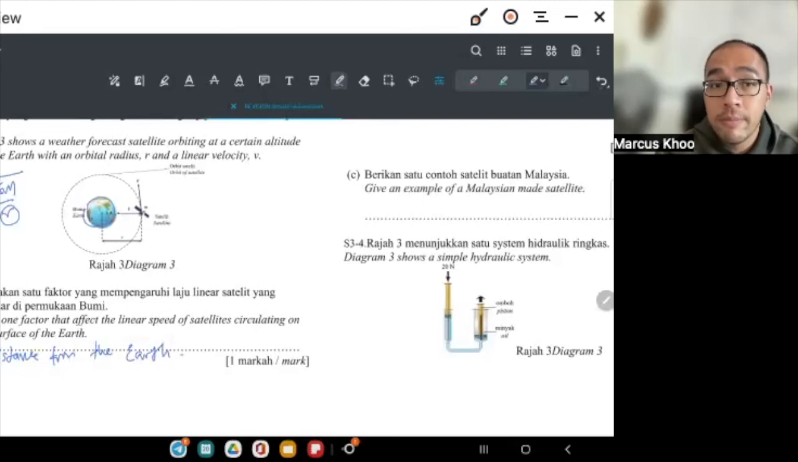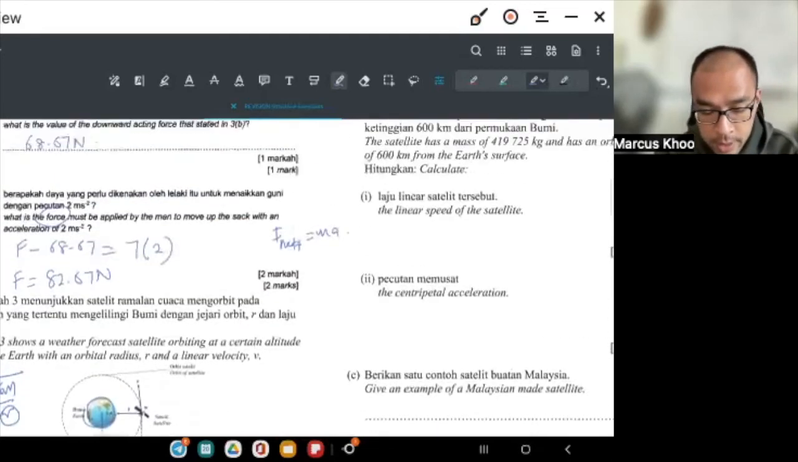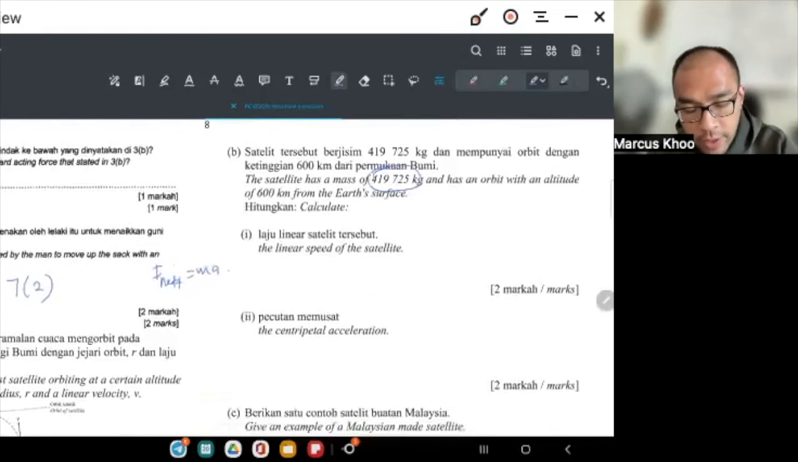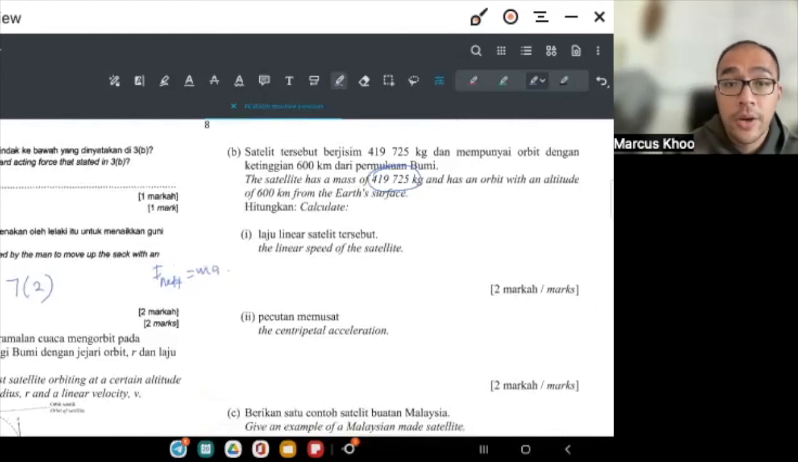Because the mass of Earth is the same, you can't really put that as a factor, unless you're talking about different planets. The satellite has a mass of 419,725 kg and has an orbit with an altitude of 600 kilometers from the Earth's surface. The linear speed of the satellite is what you want to calculate.